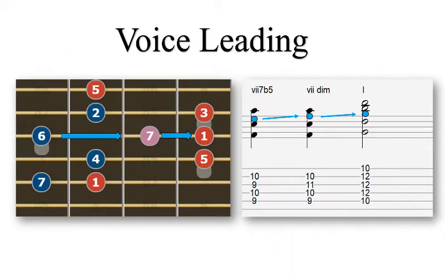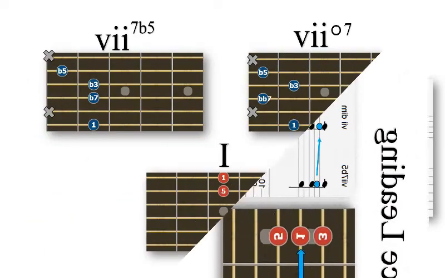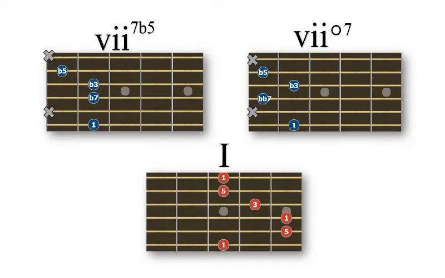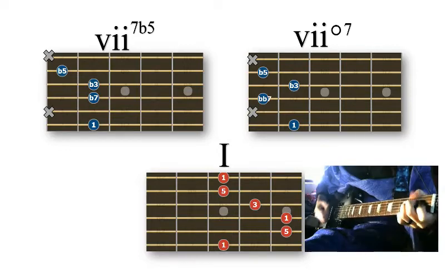The blue path outlines the same 6-7-1 walk-up. Now we have a 7-7 flat 5 or half diminished 7th going to a fully diminished 7th, which you might borrow from the parallel harmonic minor scale.